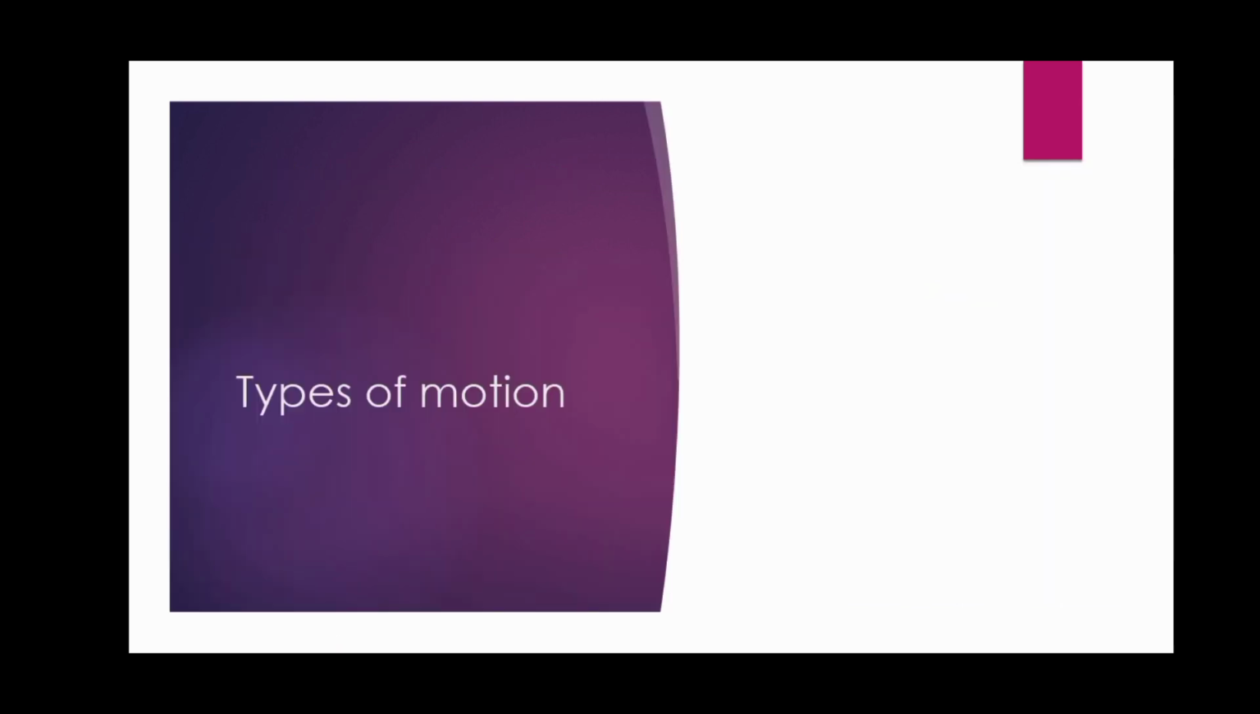Types of motion. In class 6, you learned about different types of motions. You learned that motion could be along a straight line, it could be circular or periodic. Can you recall these three types of motion?